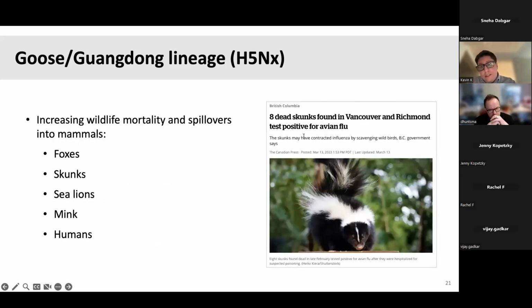And then finally, this clade 2344 isn't only concerning because it's having a huge impact on the poultry sector. It's also increasingly causing high mortality in wild birds. And it's also spilling over into wild mammals that eat birds, like foxes, skunks, and sea lions. It's also spilling over into domestic mammals like mink, which is especially concerning because mustelids have very similar respiratory physiology to humans. In fact, ferrets are the model animal for lab studies on influenza. And then finally, there's also been isolated human cases of clade 2344.